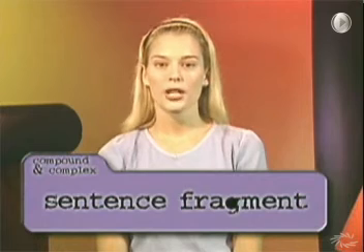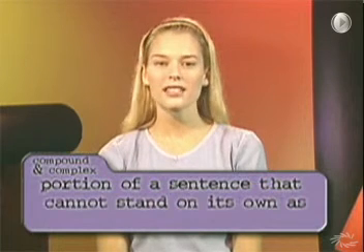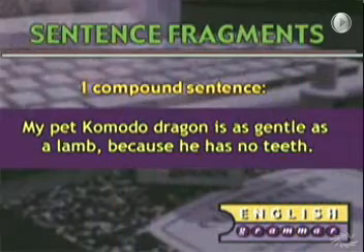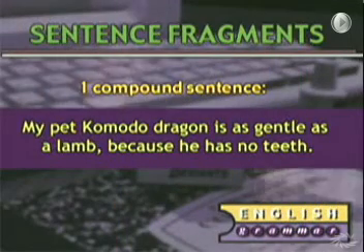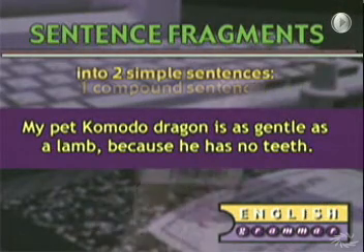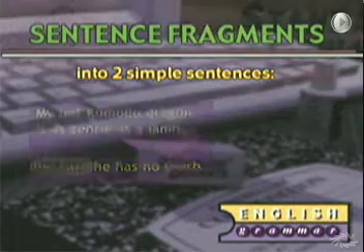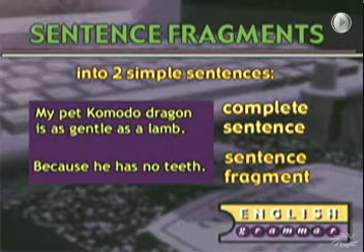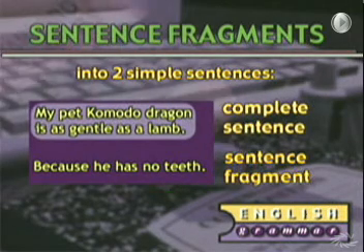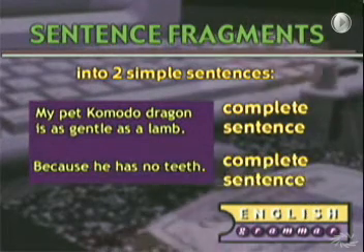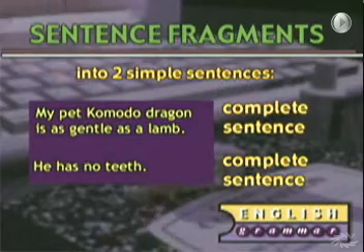It's what you get when you try to pass off a portion of a sentence that cannot stand on its own as a complete sentence. Suppose we want to separate this compound sentence into two simple sentences. My pet Komodo dragon is as gentle as a lamb because he has no teeth. When we separate these two clauses, we must remove the word because, or we will get one complete sentence and one sentence fragment. My pet Komodo dragon is as gentle as a lamb is the complete sentence. Because he has no teeth is the sentence fragment. So we need to make the last sentence just, he has no teeth.